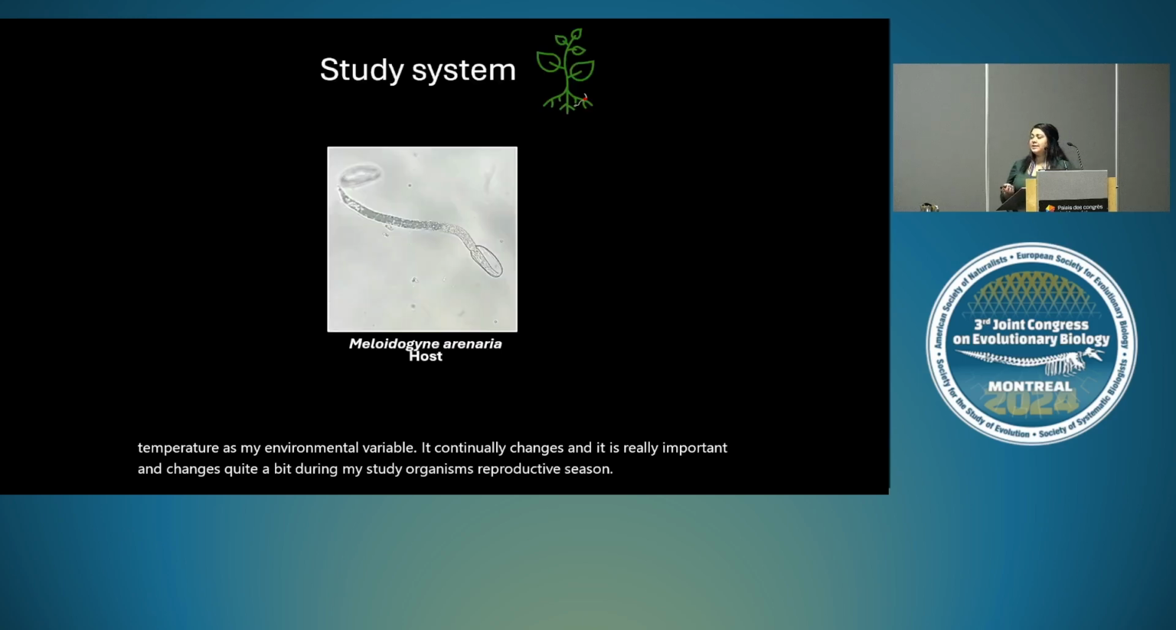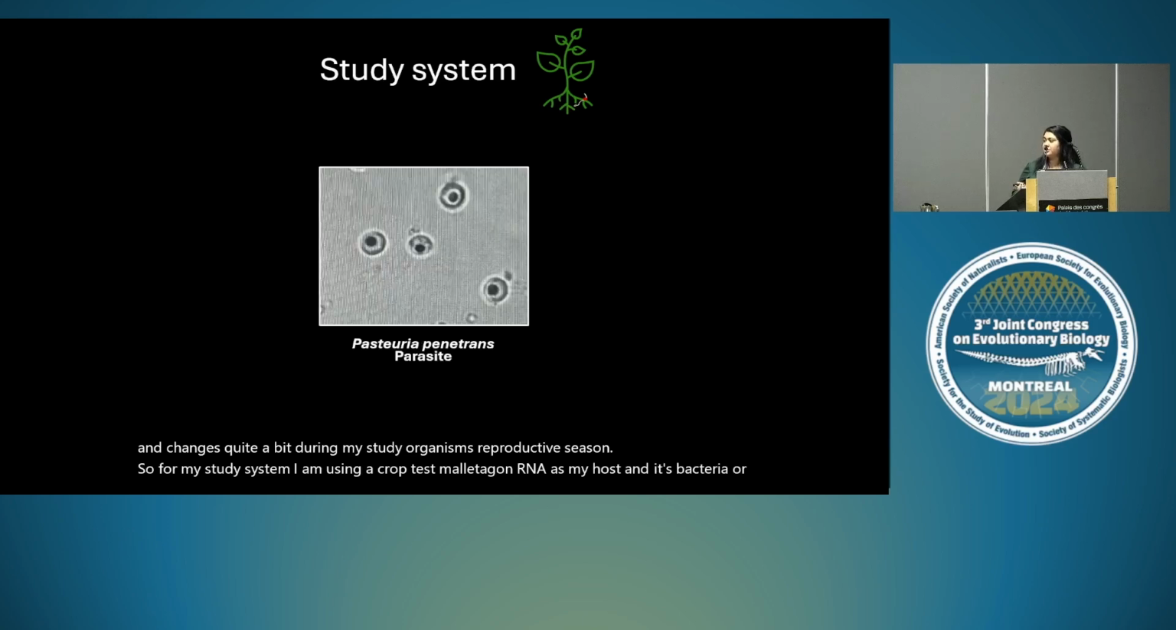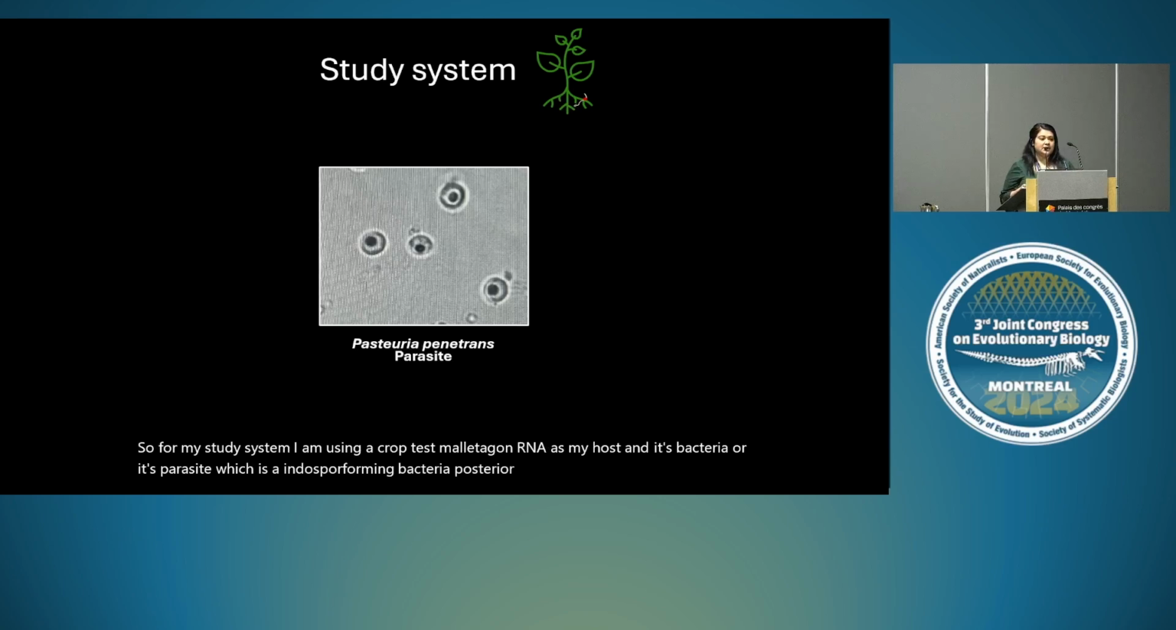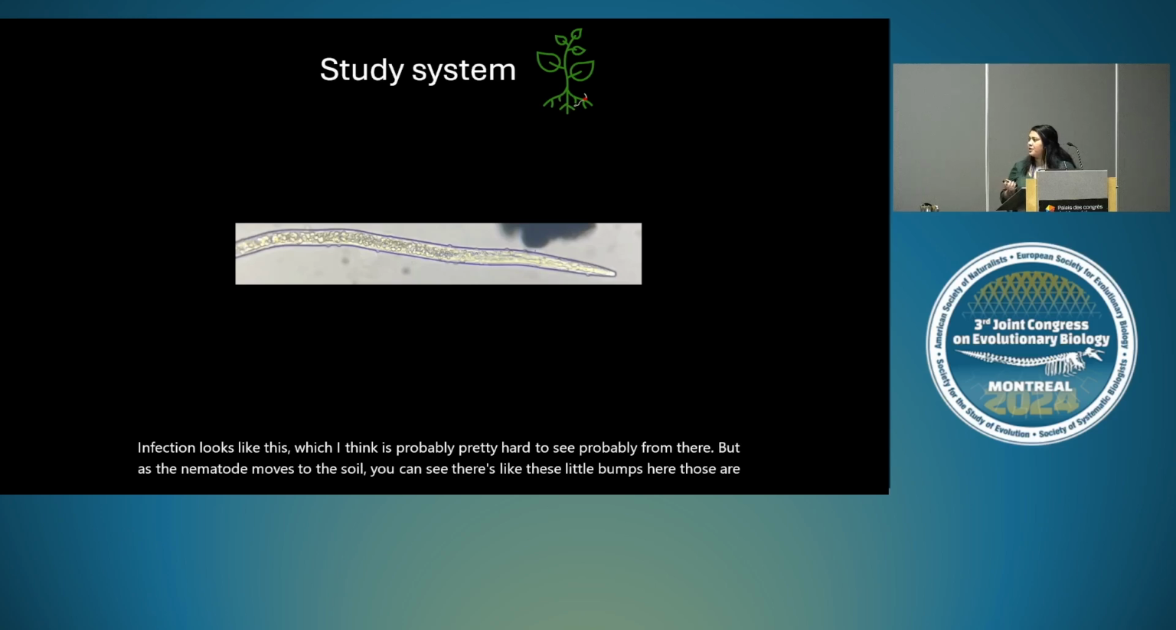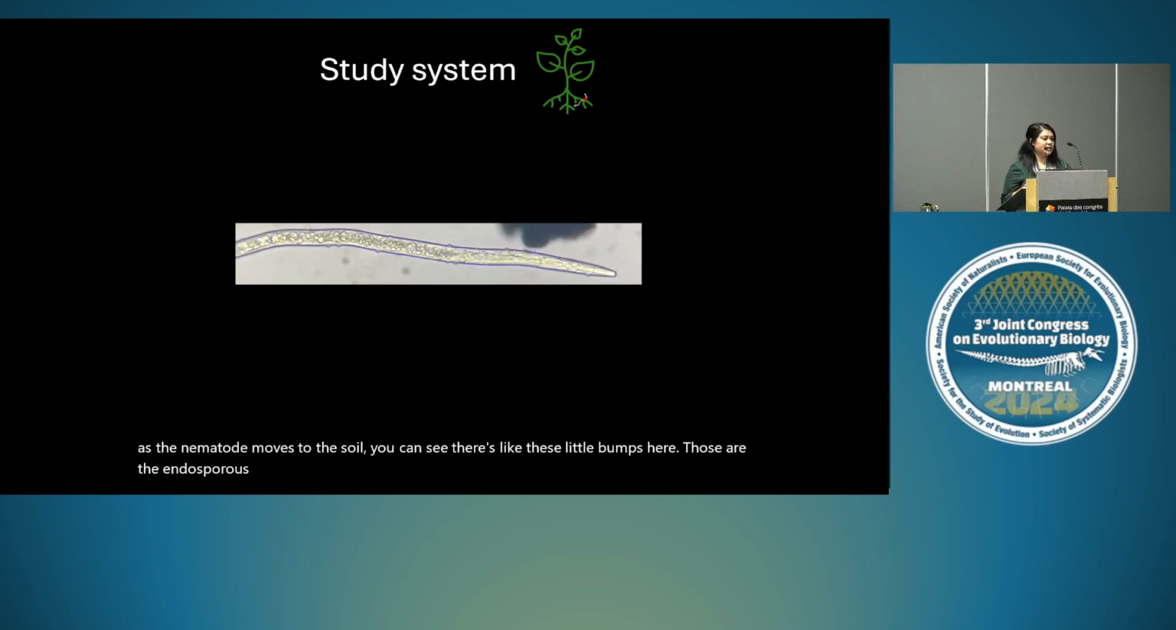So for my study system, I am using a crop pest, Meloidogyne arenaria, as my host. And its parasite, which is an endospore-forming bacteria, Pasteuria penetrans, and this infection looks like this, which I think is probably pretty hard to see from there. But as the nematode moves through the soil, you can see there are these little bumps here. Those are the endospores that the host is picking up while it travels through the soil.